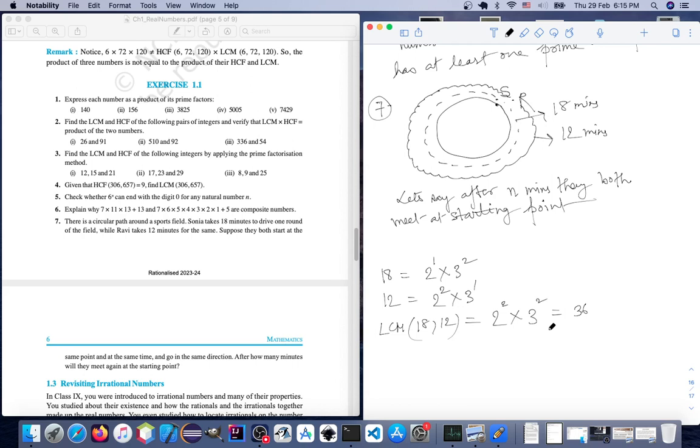Okay, I'm not able to give a proper reasoning for why the answer will be the LCM of 18 and 12. If you can convince yourself that the answer will be the LCM of 18 and 12, it is good. And if you can conceptually understand the reason why, you can share your understanding in the comment section. So we have completed exercise 1.1, even though I couldn't properly solve problem number 7.